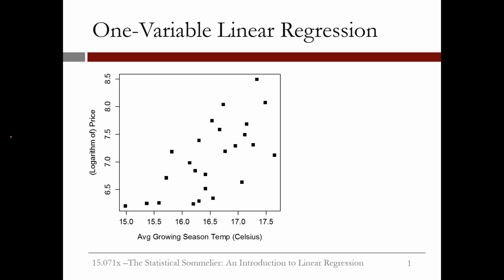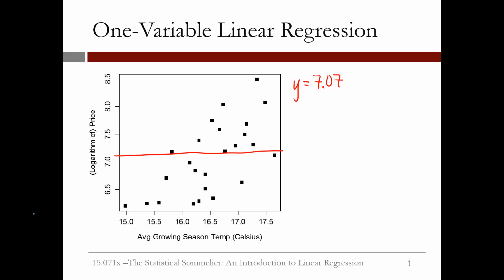There are many different lines that could be drawn to predict wine price using average growing season temperature. A simple option would be a flat line at the average price, in this case 7.07. The equation for this line is y equals 7.07. This linear regression model would predict 7.07 regardless of the temperature.